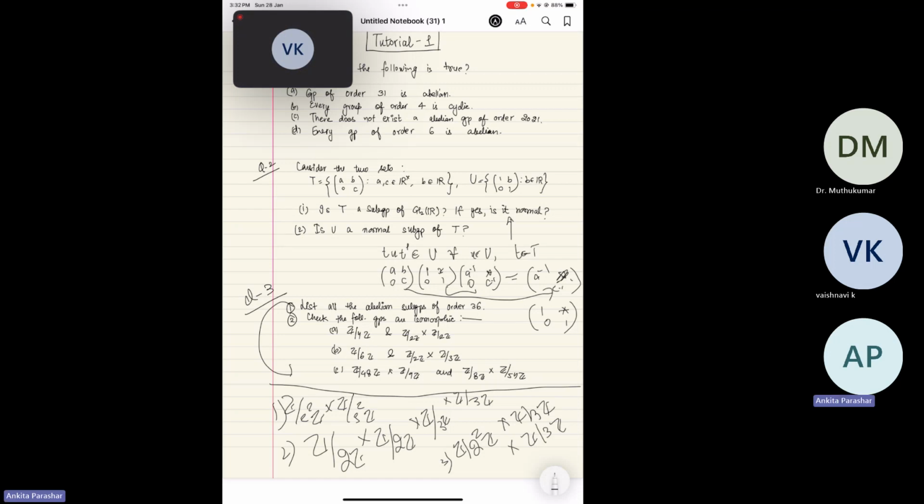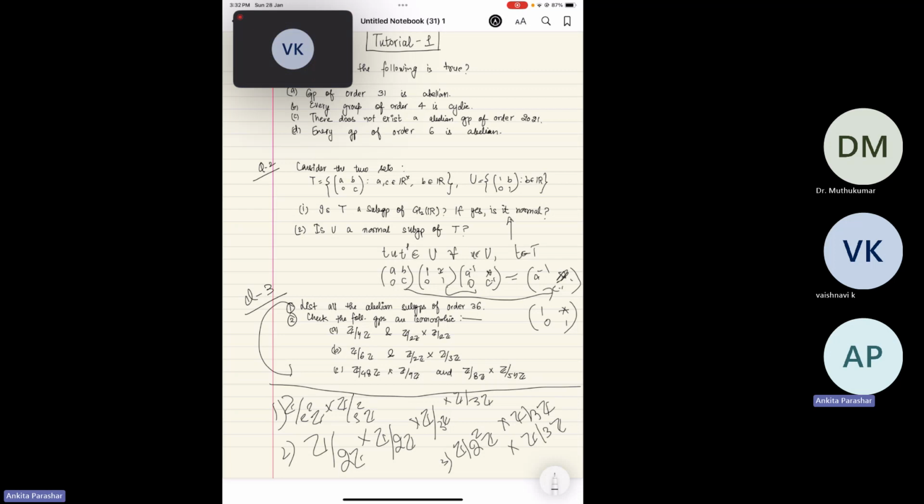So, what can you say about part 2? You have to check whether the following groups are isomorphic or not. This is Z mod 4Z and Z mod 2Z cross Z mod 2Z. They are non-isomorphic. What is the reason? Because Z mod 4Z is cyclic, but the second one is non-cyclic.